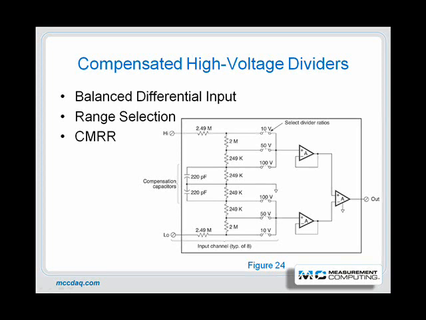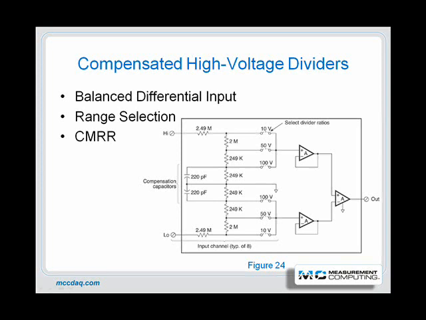Here we see a typical high voltage input card for a data acquisition system, which contains a balanced differential input and jumpers for selecting an input voltage range of 10 volts, 50 volts, or 100 volts. The input circuit also compensates for long lead wire capacitance that tends to form an AC voltage divider. This AC divider would reduce the accuracy of the measurement.